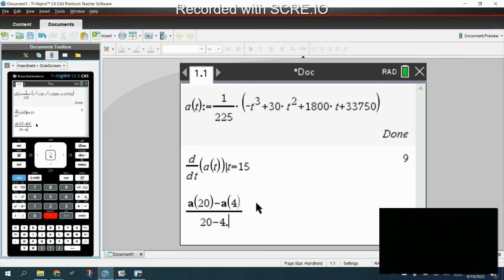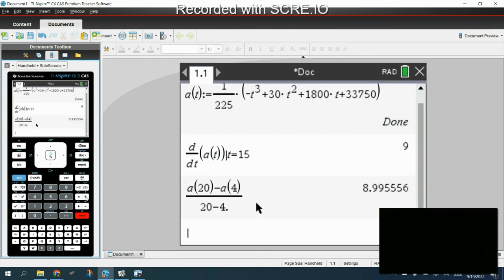I want it in decimal form. The CAS calculators don't automatically go to decimal form. The CX calculators do. So you don't have to put that decimal there if you have a CX calculator. So there it is, 8.995 or 8.996. The AP exam accepts either version of the answer. So 2 possible answers here.